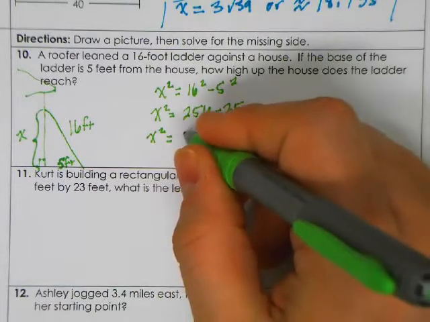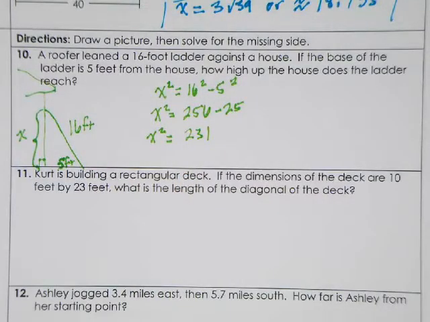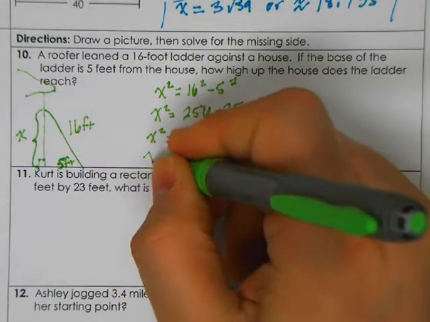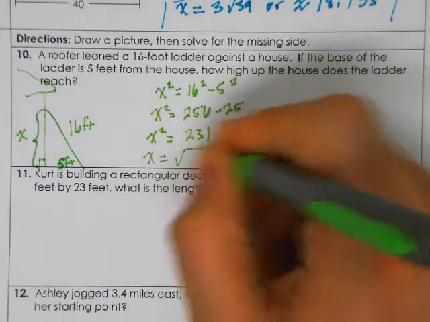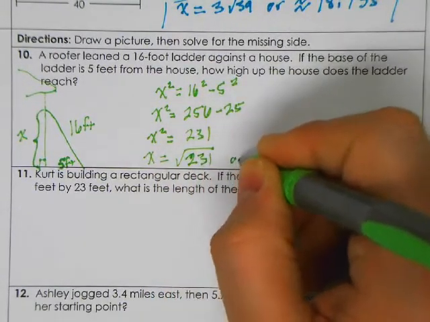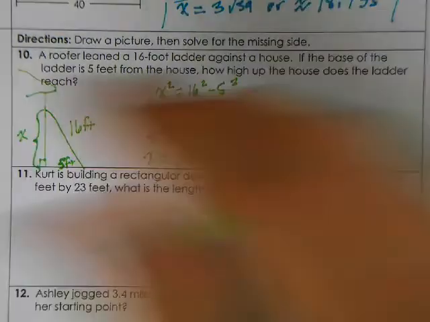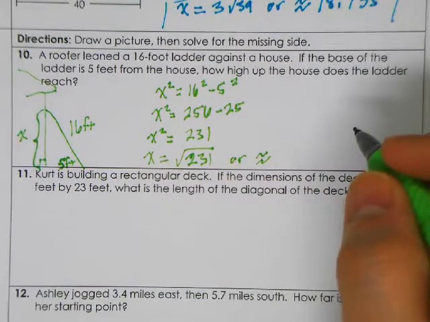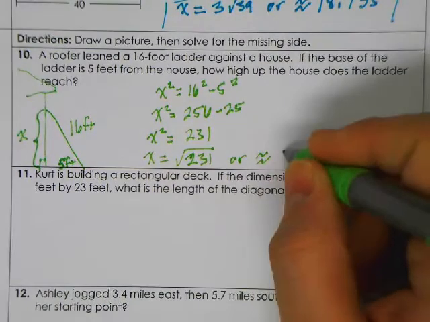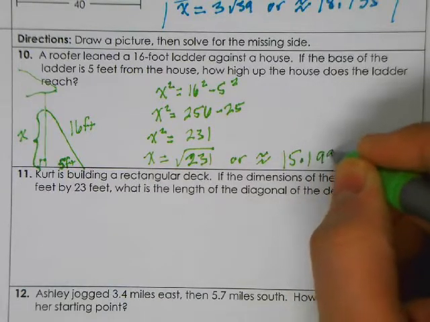So that would be 231. And so the square root of 231, I don't believe simplifies. So I would say x is equal to the square root of 231, or approximately equal to 15.199 feet.